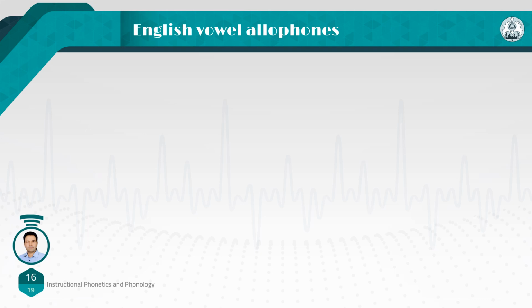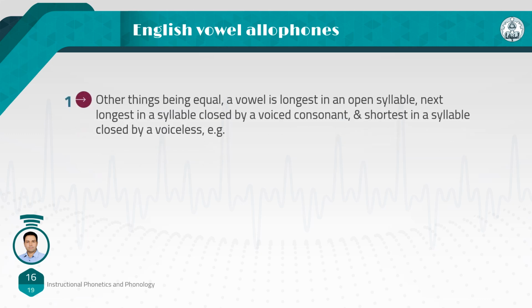We can conclude this chapter by considering a set of formal statements that apply to vowels. If you remember, we did the same thing for the consonants. So the first one is this. Other things being equal, a vowel is longest in an open syllable, next longest in a syllable closed by a voiced consonant, and shortest in a syllable closed by a voiceless one. Look at the example.